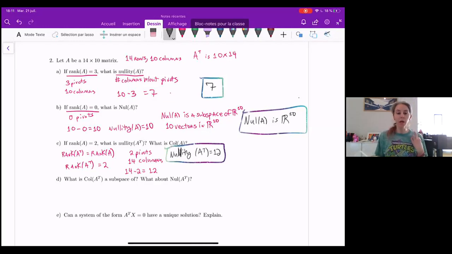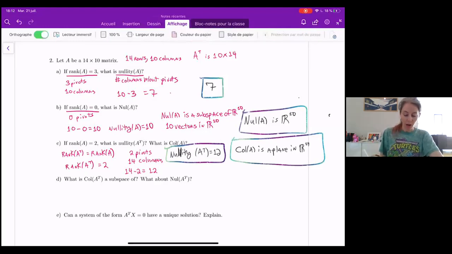Now we also want to know what the column space of A is. Well, rank of A equals 2. 2 vectors span a plane. So that means the column space of A is a plane. But it's a plane in what space? Well, A has 14 rows, so this will be in R14.